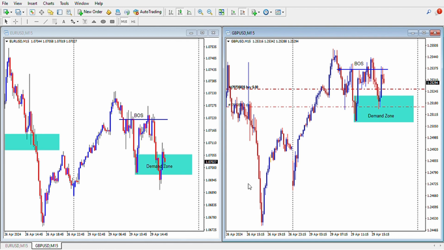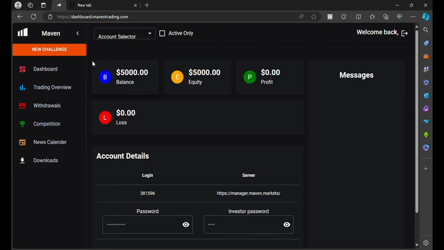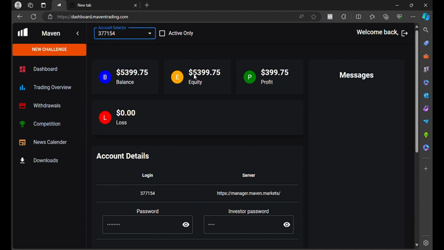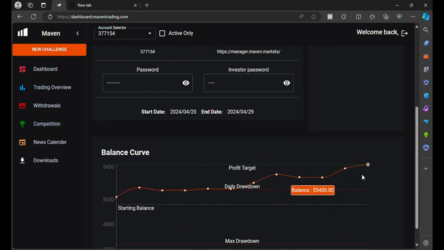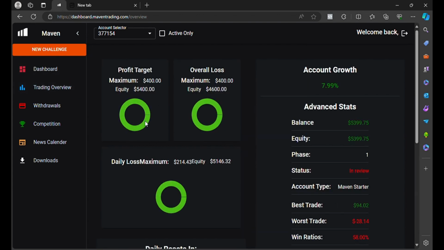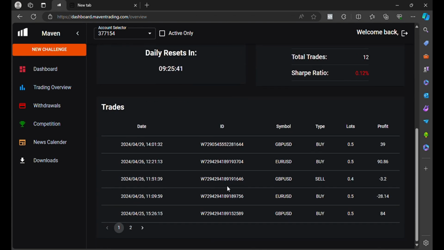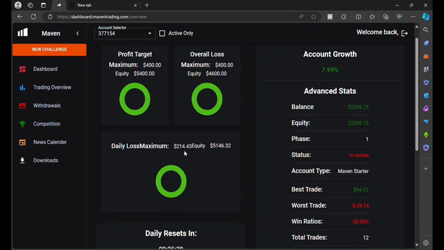So guys, basically this was my first challenge, so I passed it. As you can see right here, my target was $400, so I passed it. This was my first challenge. See, I passed the first challenge with just 12 trades. So I passed the first challenge, as you can see right here, guys.